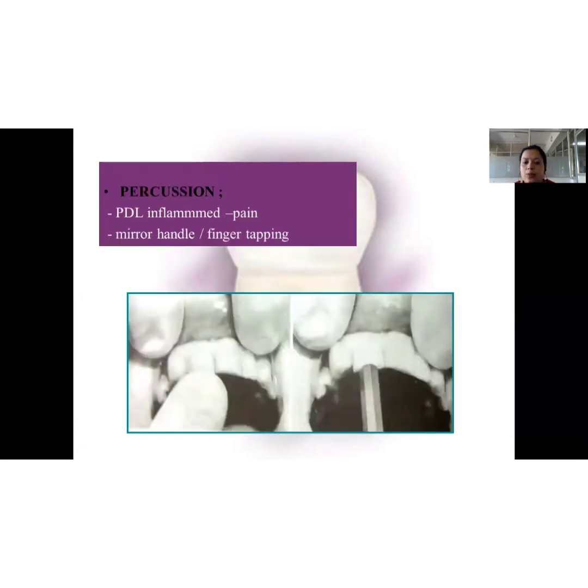Now percussion. Percussion basically shows the inflammation of the periodontal ligament. If there is pain on percussing the tooth, the periodontal ligament is inflamed. Percussion can be done with the help of a mirror handle or with a finger. Vertical percussion, light percussion. If the patient feels pain or sensitivity or tenderness on percussion, there is inflammation of the periodontal ligament.